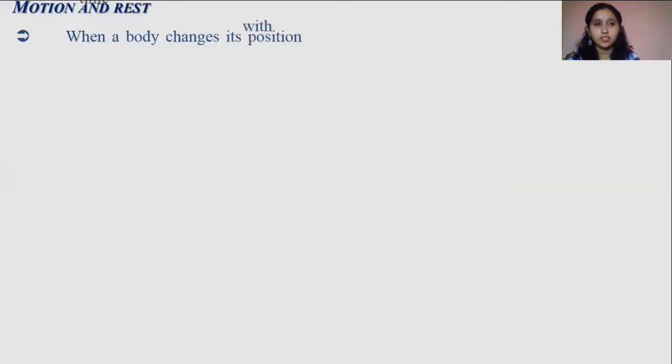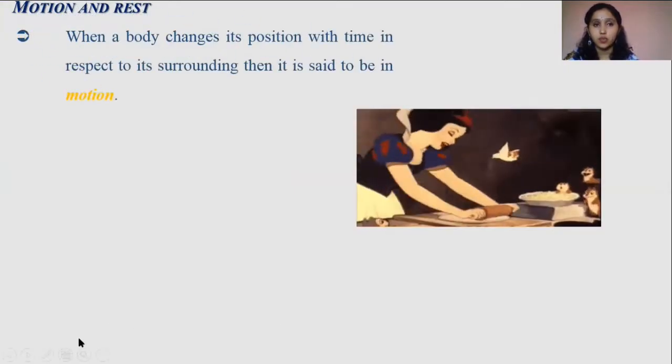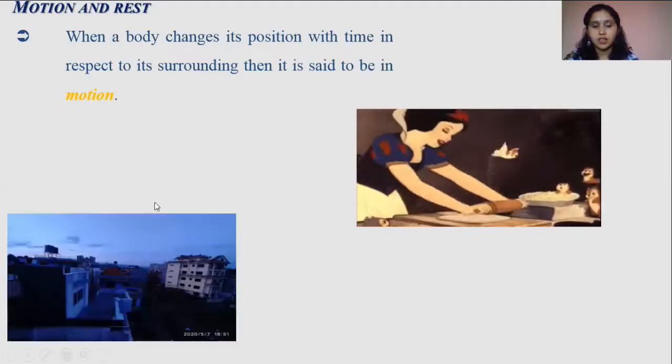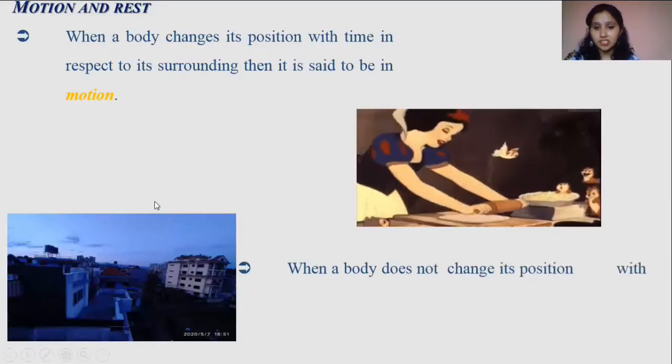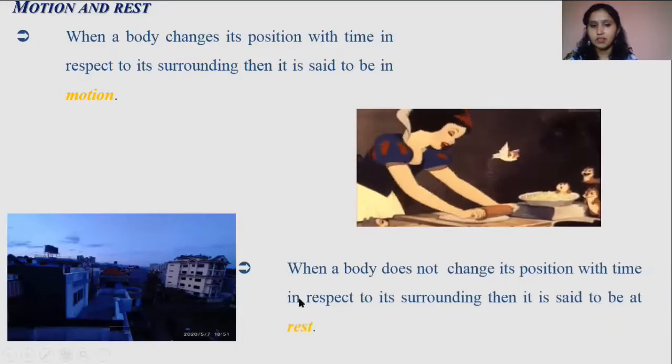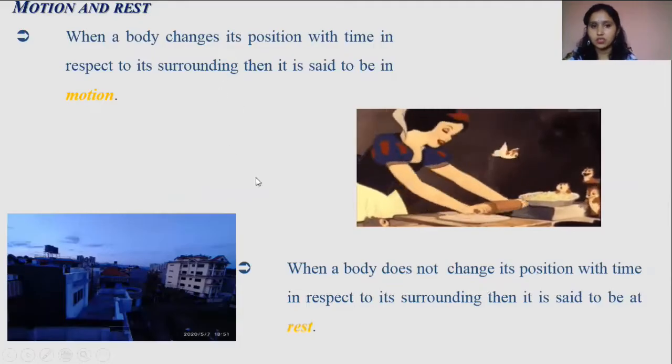Similarly we studied rest and motion also. What is motion? When a body changes its position with time with respect to its surrounding, it is said to be in motion. Similarly, when a body does not change its position with time with respect to its surrounding, it is said to be at rest. At that time we studied many examples. Here you can see some houses and buildings. They are not showing any movement with respect to the surrounding, which means they are at rest.